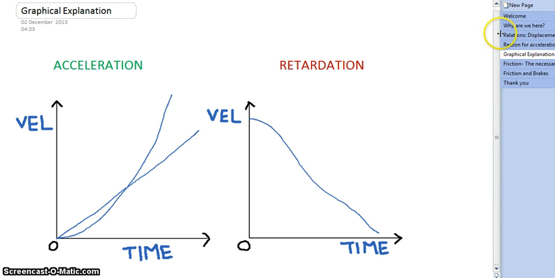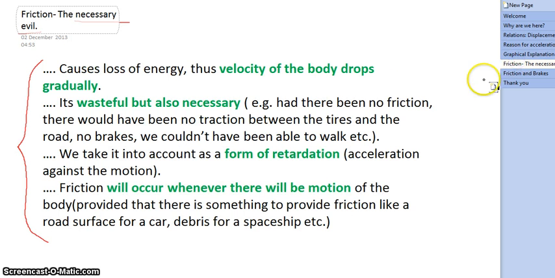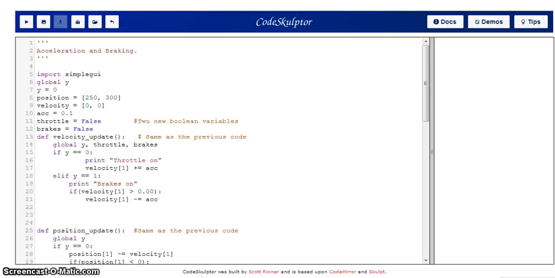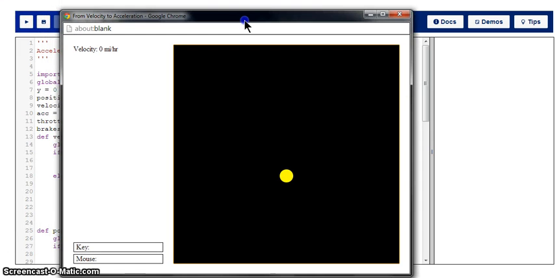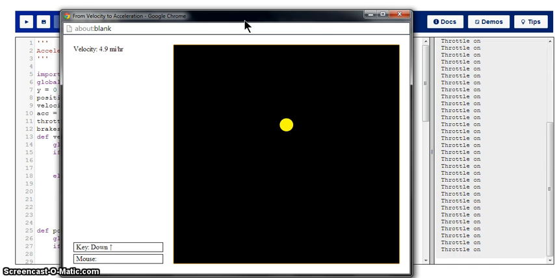Before looking at the friction part, let's have a look at the code. This program incorporates acceleration and braking in my coding. The setup is again quite similar, but if I press the up arrow key and do not release it, the velocity of the ball keeps increasing.